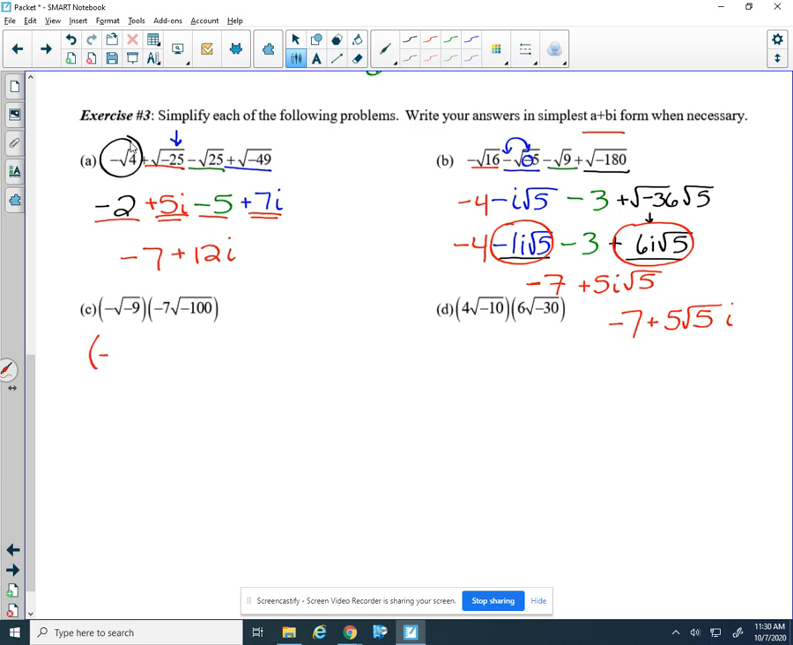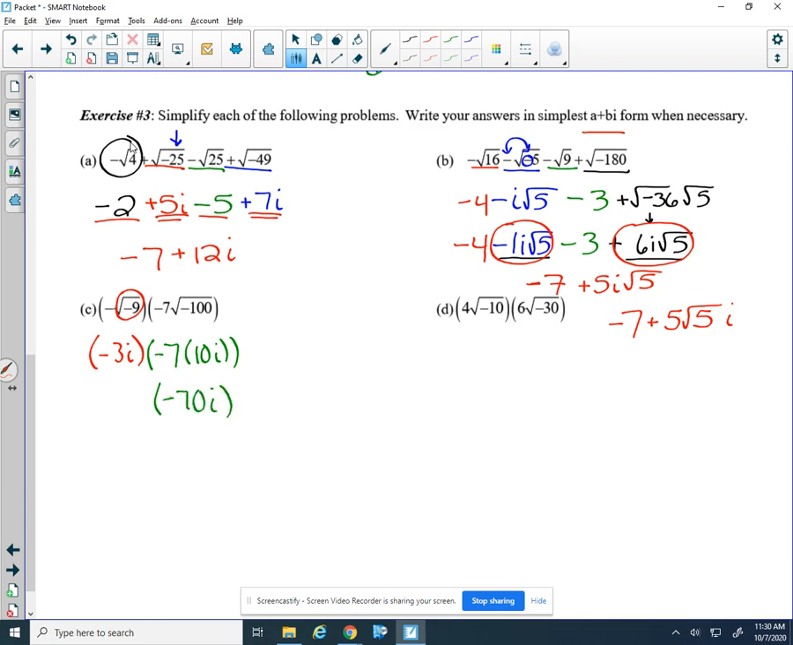So here I have a negative sign, and then the square root of negative 9 is 3i. On the next one, I have a negative 7, and the square root of negative 100 is 10i. And I could have multiplied that negative 7 and the 10 together first, and maybe I will do that. So this is negative 70i.